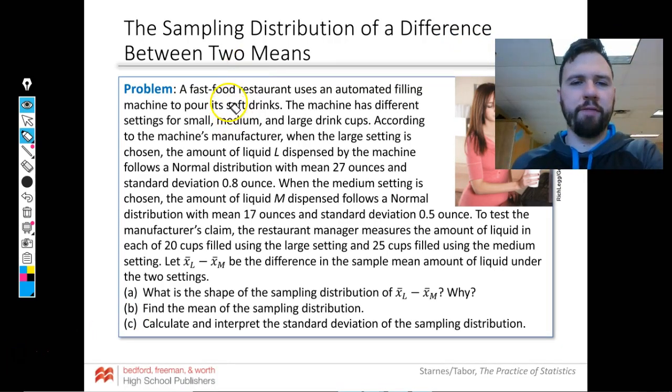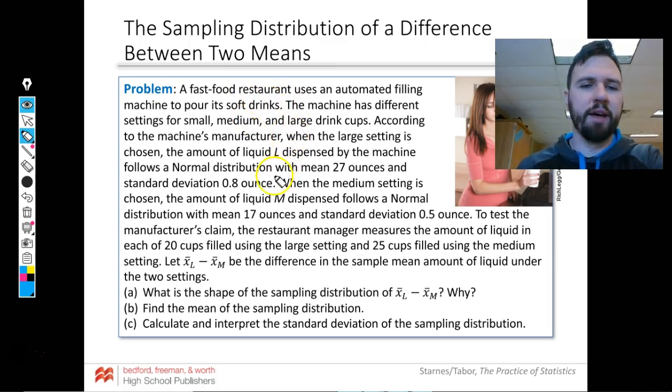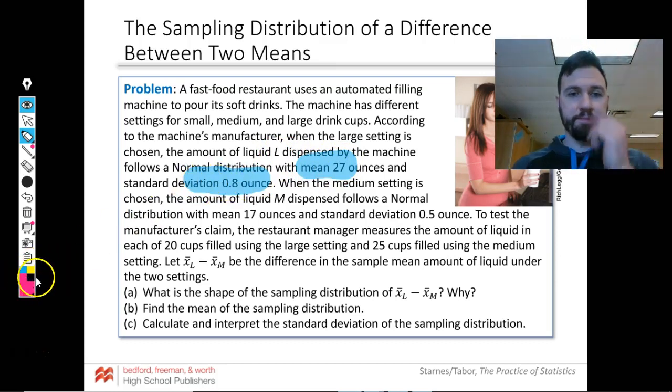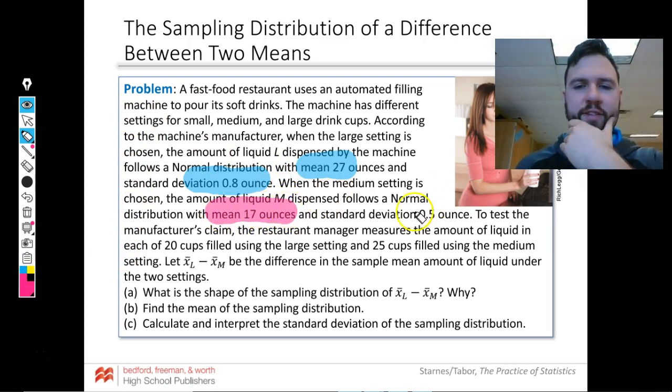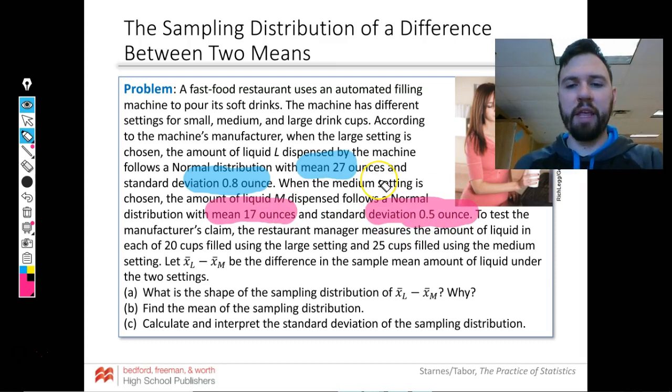Alright, let's look at an example. A fast food restaurant uses a filling machine to pour soft drinks. It has small, medium, and large drink settings. According to the manufacturer, large should be a mean of 27 ounces with a standard deviation of 0.8. In the medium setting, you should get a mean of 17 ounces and a standard deviation of 0.5. To test a claim, they're going to fill 20 cups with large and 25 cups using medium. They don't have to be the same size sample. And see if the difference is 10.